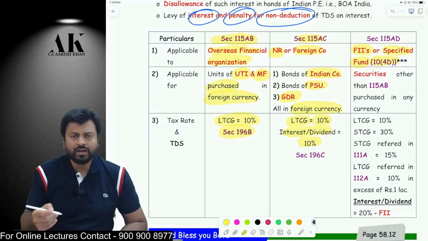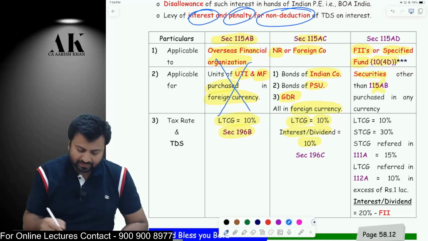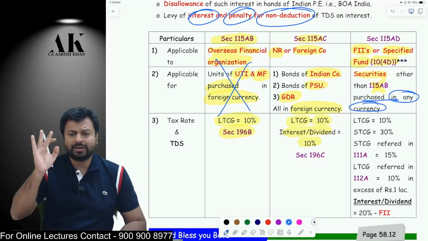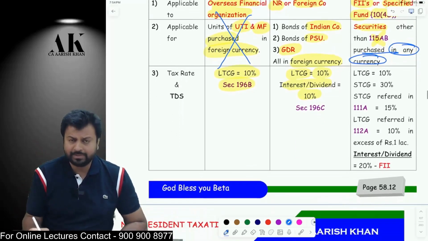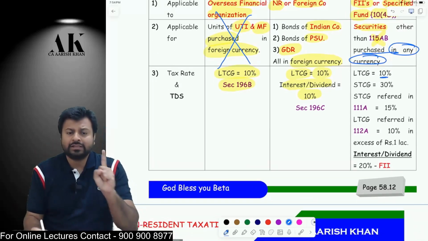Okay. Now, what are they going to do? They are going to buy securities other than those under 115AB. Other than 115AB, they can buy any security in any currency. Now, what is the long-term capital gain? There are multiple rates. The normal long-term capital gains will be taxed at 10%.